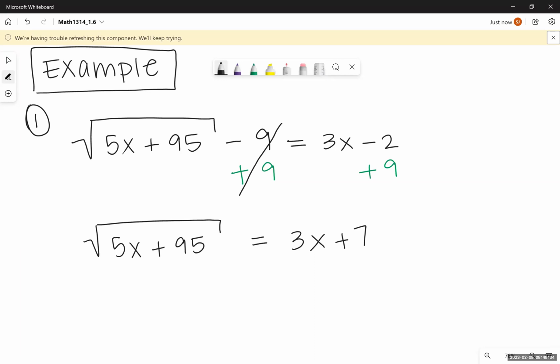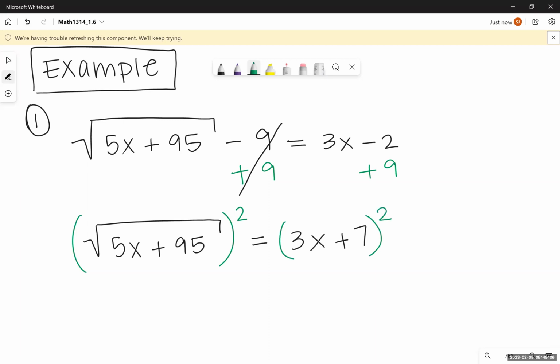Then it says to raise both sides to the same power as the index. The index is right here. Whatever number you see here, that's the index. If you don't see a number, it's implied that it's a square root. So the index is 2. If it says to raise it to the power that matches the index, on both sides, I'm going to raise this left-hand side to the second power, and then I'm also going to raise this right-hand side to the second power.